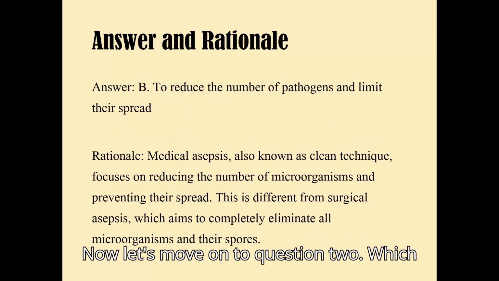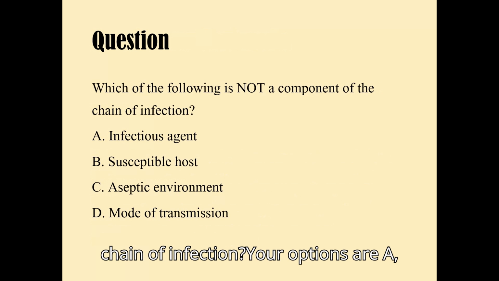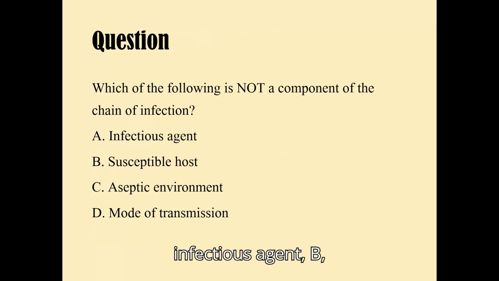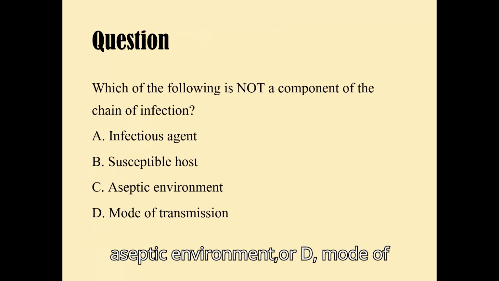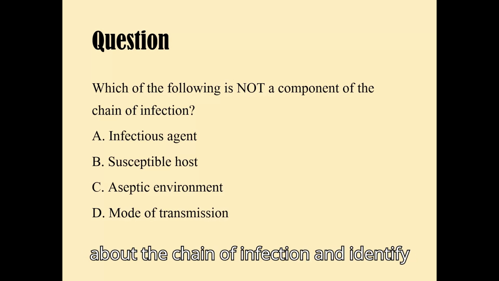Now let's move on to question 2. Which of the following is not a component of the chain of infection? Your options are A, infectious agent, B, susceptible host, C, aseptic environment, or D, mode of transmission. Think about what you know about the chain of infection and identify the best choice.